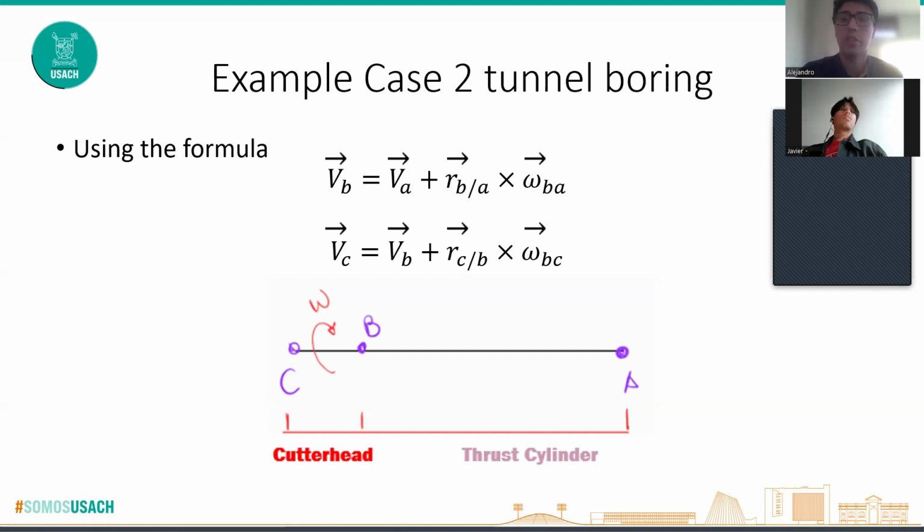Now for the second expression, we have the vector of velocity of the particle C is equal to the vector of velocity of particle B plus the vector of distance between the particle C and particle B cross the angular velocity between the particle B and C. As we can see in the photo, that's the place of the carrier head. So we have an angular velocity between these two particles we already defined.